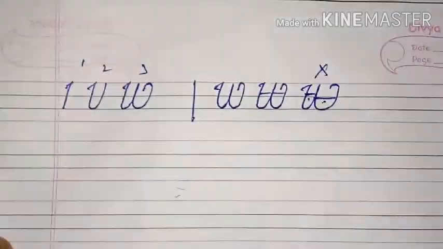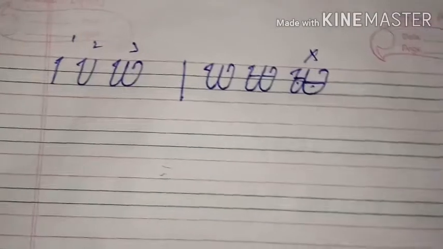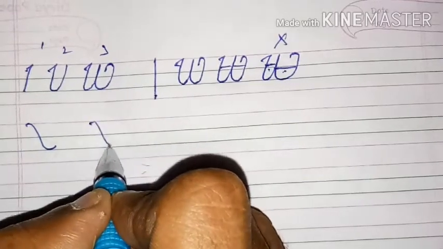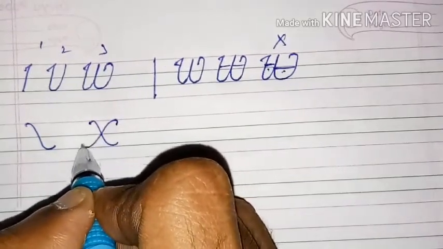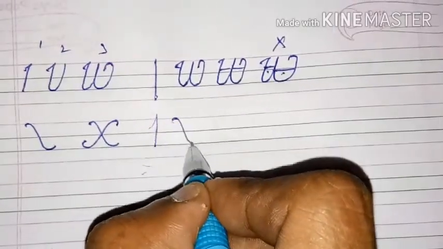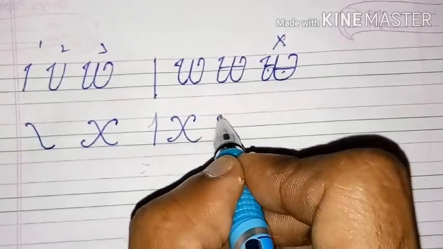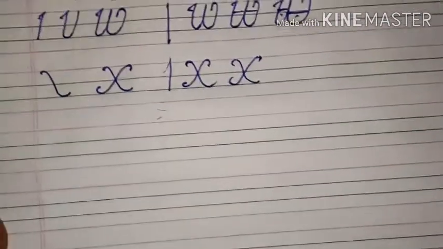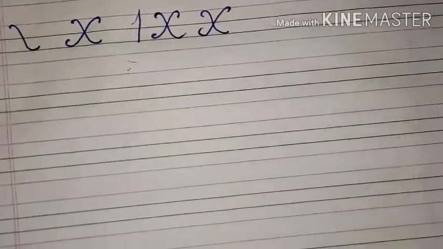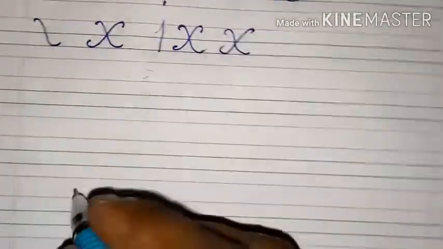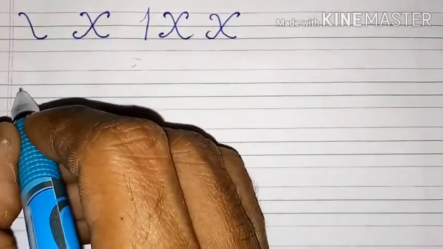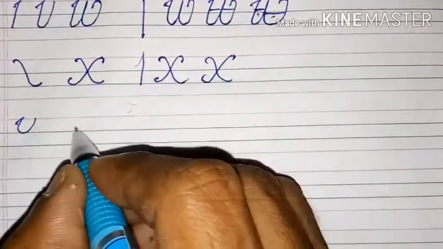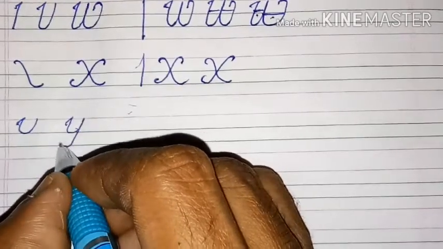Next one is X. This is very simple, as you know. From upper zone come down to the middle zone and again, touch here in the middle part. Write like this. 1, 2. Next one is Y. Now write this structure here.